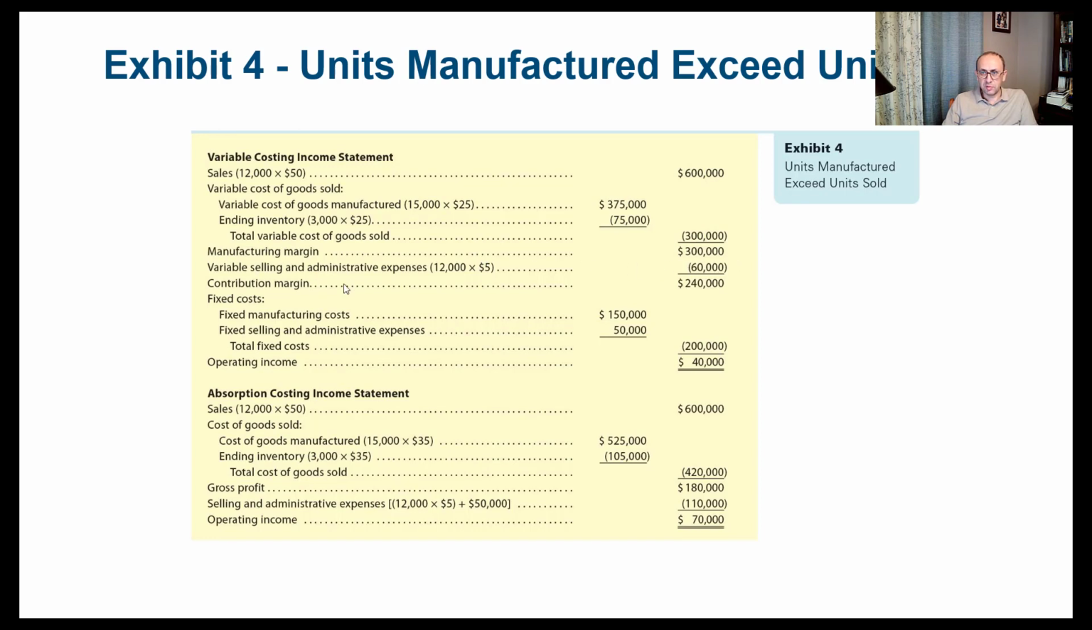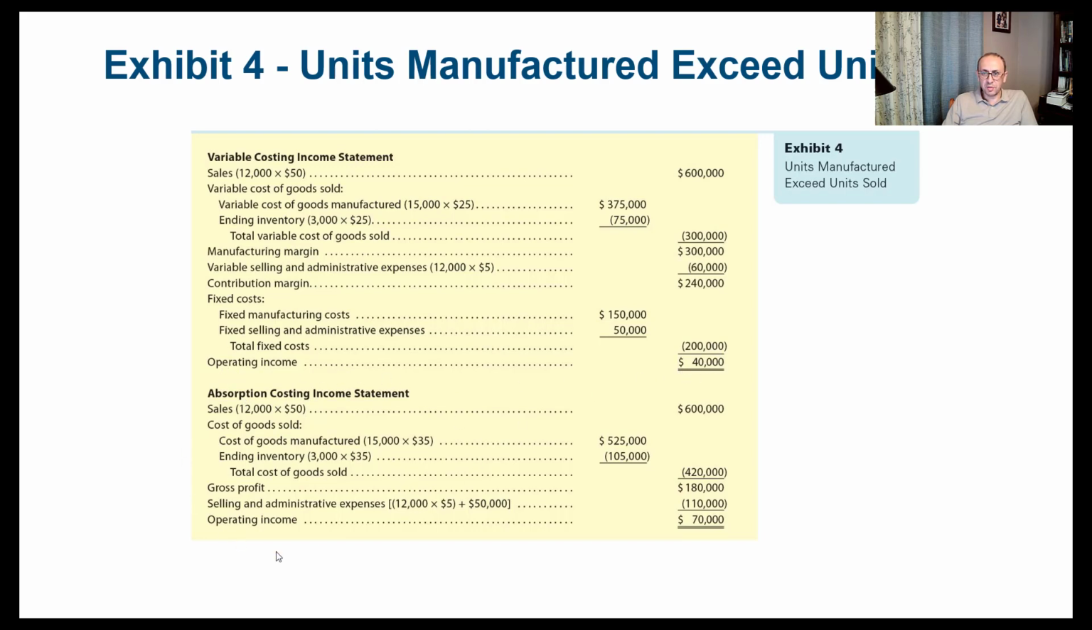Then we subtract the variable selling and administrative expenses, 12,000 at 5, and that would be 60,000. And the contribution margin is 240,000. And that's the second number we're looking for. Keep in mind, we're using the same numbers that we had in the previous example. Then the fixed costs. Here we have the fixed manufacturing cost and the fixed selling expenses. We add them together. That's 200,000. We subtract it from the contribution margin. We get an operating income of 40,000.